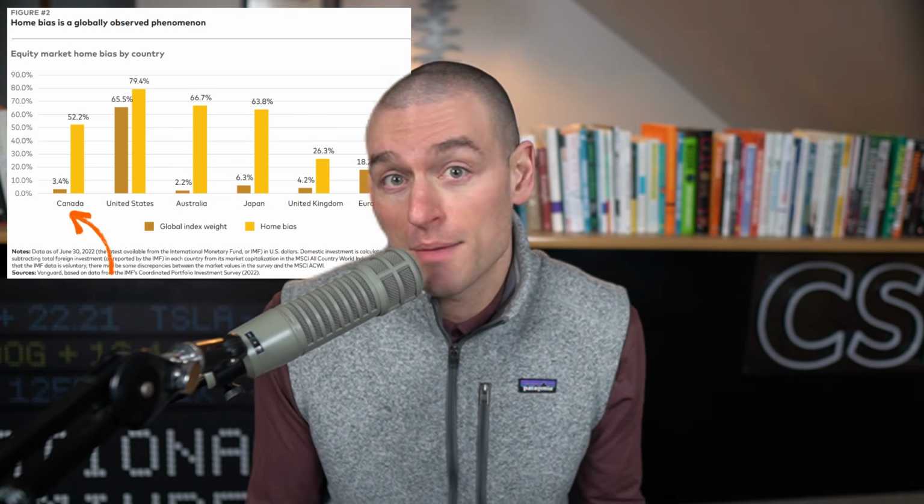International diversification is theoretically and empirically important, but investors all over the world exhibit a home country bias in their portfolios. They tend to overweight the stocks in their home country relative to their country's market capitalization weight. For example, Canada makes up around 3% of the global market, but Canadians tend to allocate more than 50% of their portfolios to Canadian stocks.